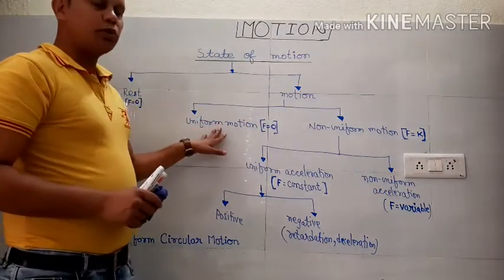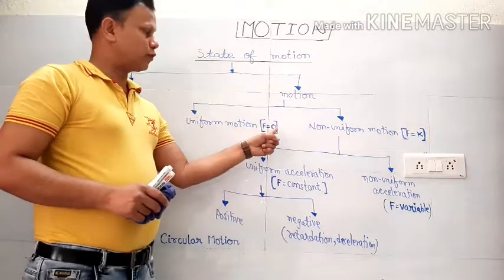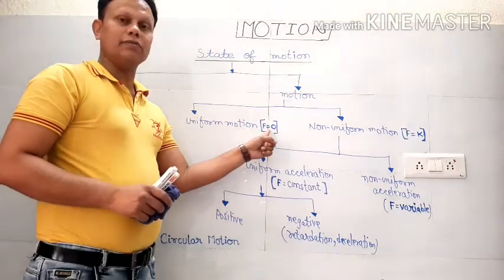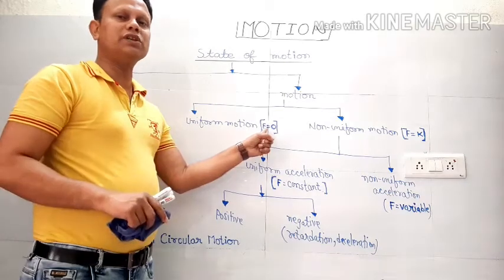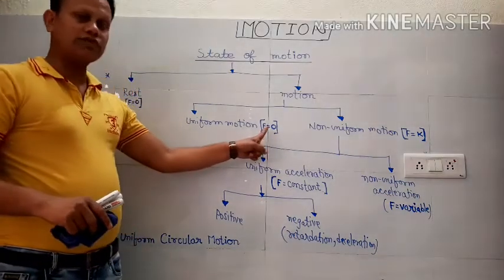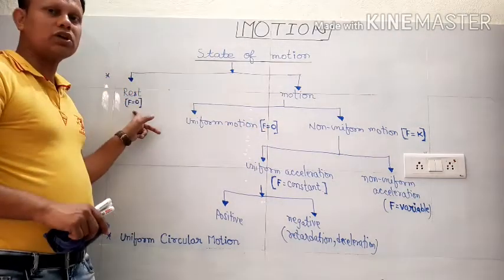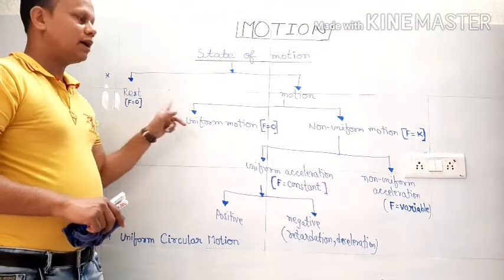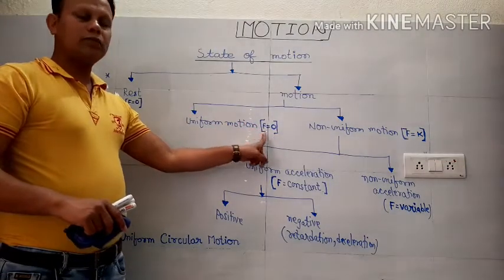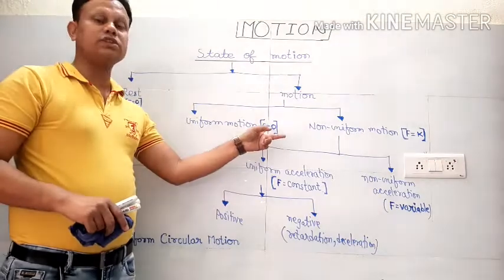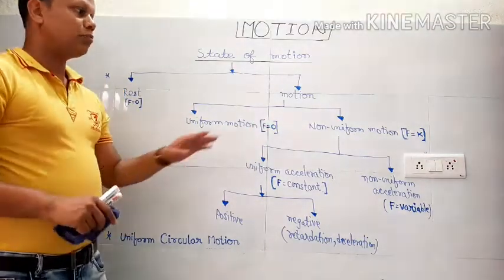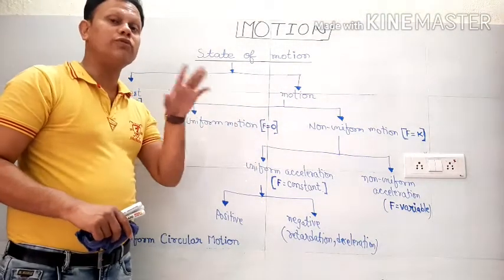Now, for uniform motion, here also the force is not needed. Means overall the value of force should be 0. You can just take a note of that. For rest also force is not required, and for uniform motion also force is not required. Not required means total value of force is not required.